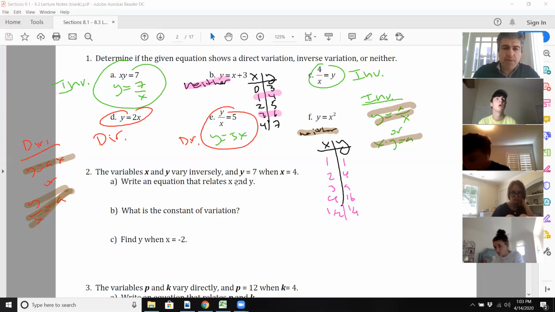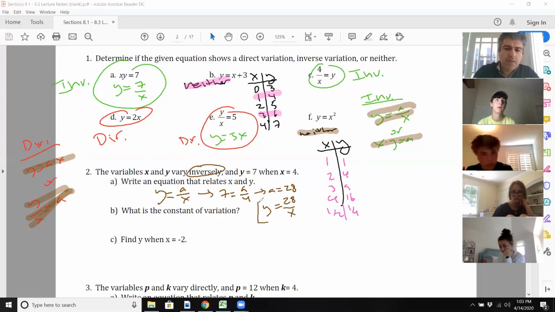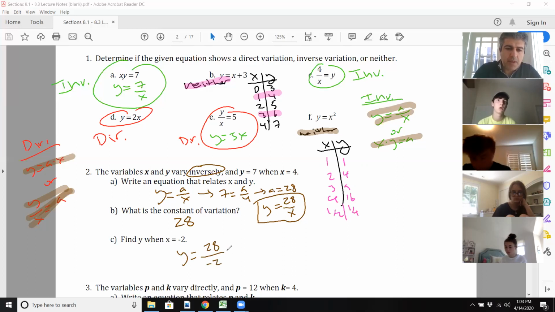Look at 2, x, y vary inversely. So you're going to see some example problems just like this. So you say they vary inversely, easy. Y equals a over x. Plug in 7 for y. Plug in 4 for x. Solve for a. So the equation is y equals 28 over x. We plug 4 in for x, of course, y is 7. So your constant variation is 28. Find y when x equals -2. So now you have your equation, plug in -2, and you get -14. Boom. There you go.